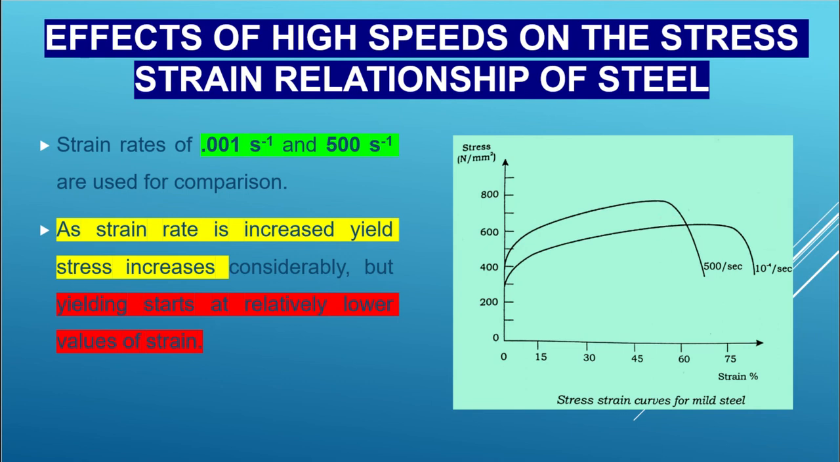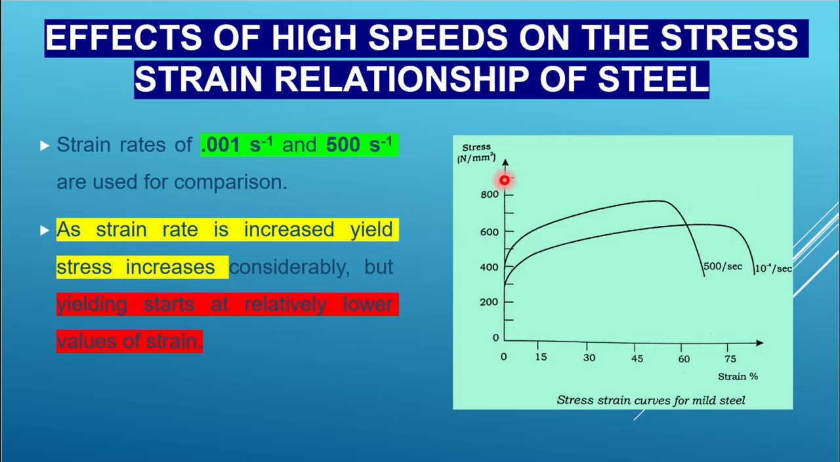The previous slide is just for your understanding, and the coming slide and the coming two slides actually explain what you need to write in exams when a question comes on the effect of high speed on the stress strain relationships of steel, or altogether the effect of high speed on the stress strain relationships of steel, aluminum and copper. In that case you need to draw separate figures for each material.